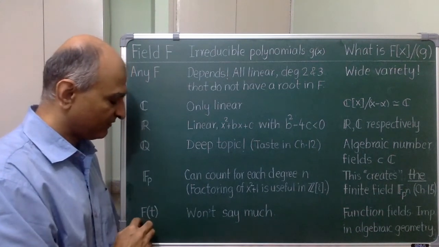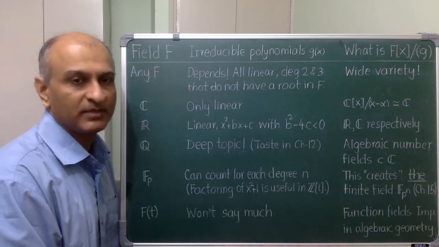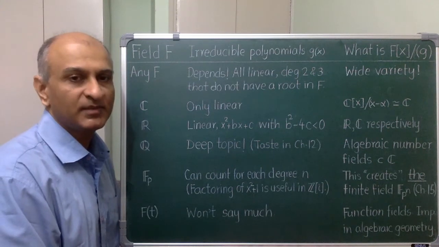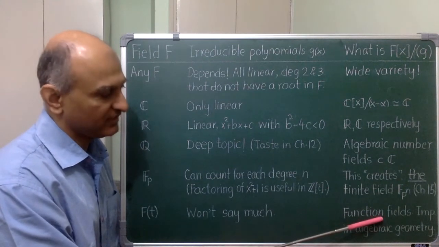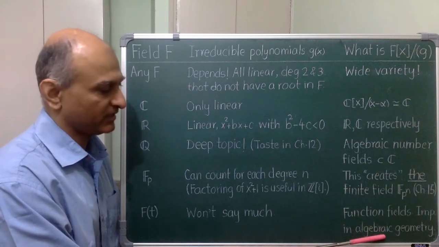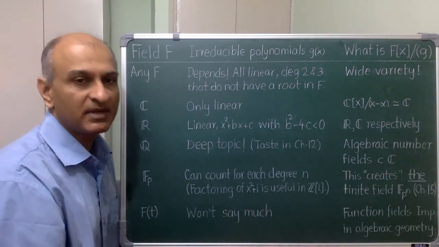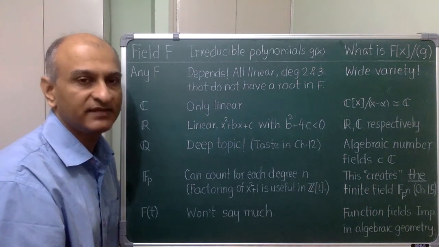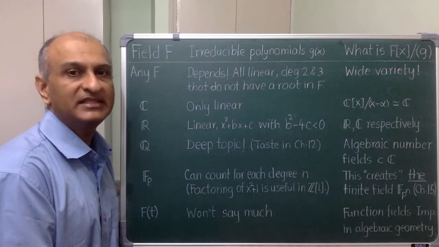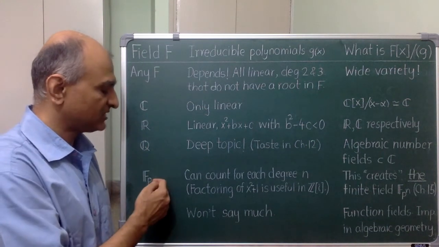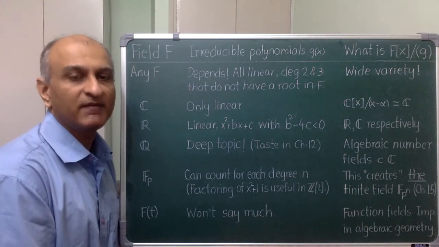Finally, I have the field of rational functions F(t), which is the fraction field of the polynomial ring. We will not really study irreducible polynomials over this field. Going modulo them gives me what are called function fields, and they are important in algebraic geometry. Okay, you should try to fix this table in your mind because it summarizes what we know at present about various fields and irreducible polynomials over them. So please do that. Looking at this table, especially these two cases, should tell us that we need to study factorization more seriously. That will be our next topic.